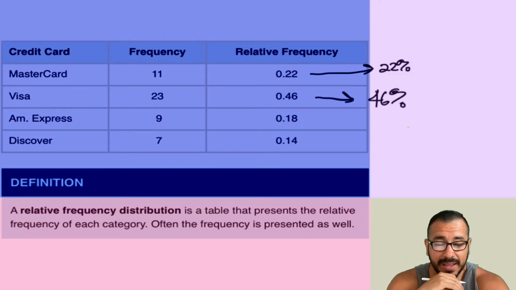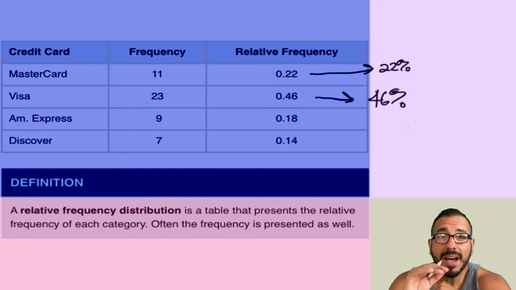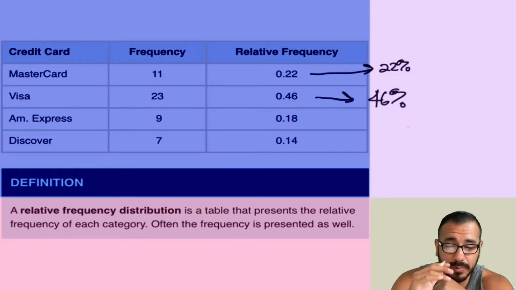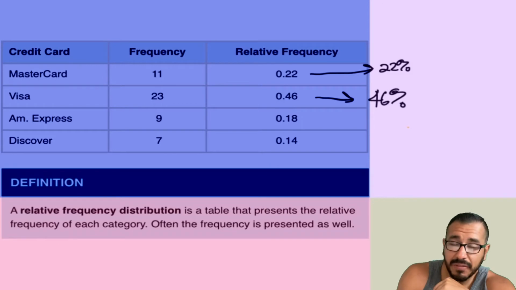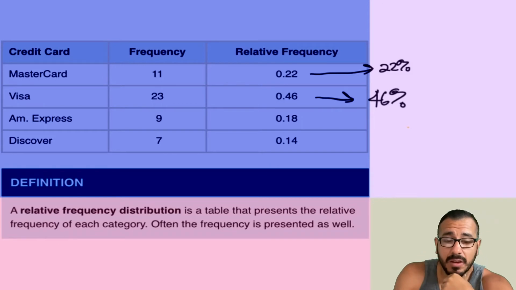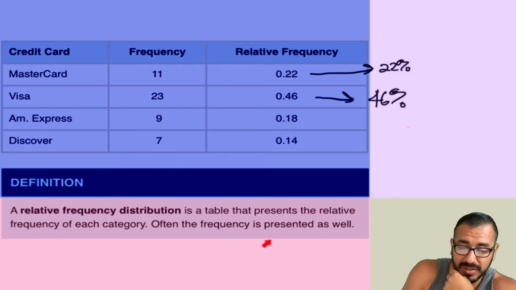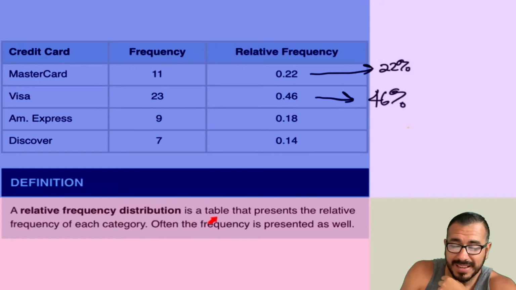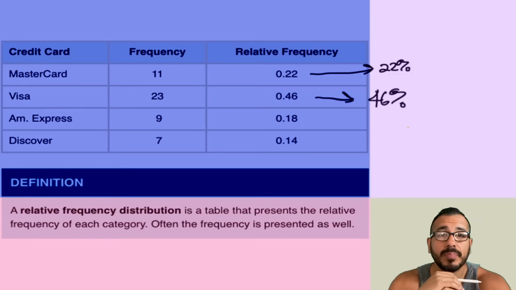I'm going to show you how to make these calculations, but before we do, here's a little definition to make sure you understand what a relative frequency distribution is. A relative frequency distribution is a table that presents the relative frequency of each category. Often the frequency is also listed, just like we have here in Dr. Math Studios.